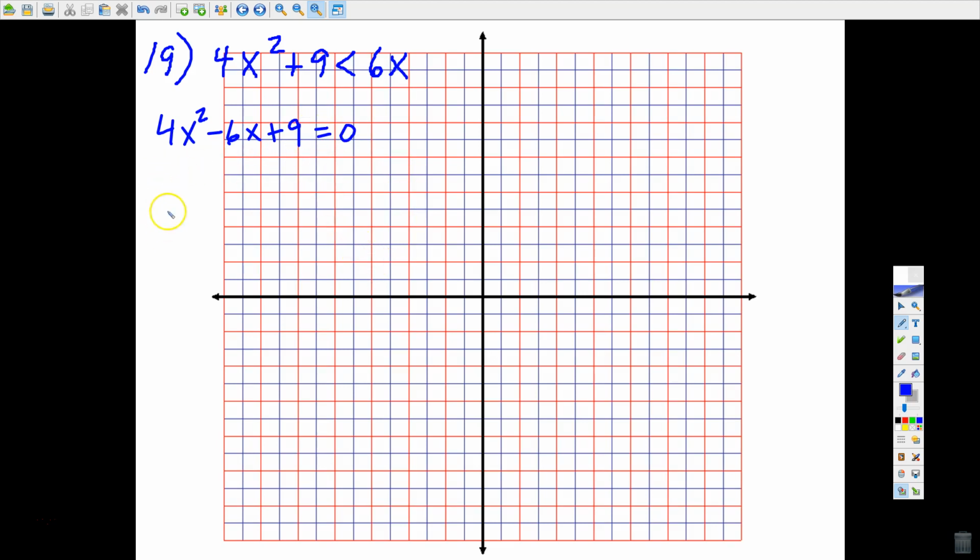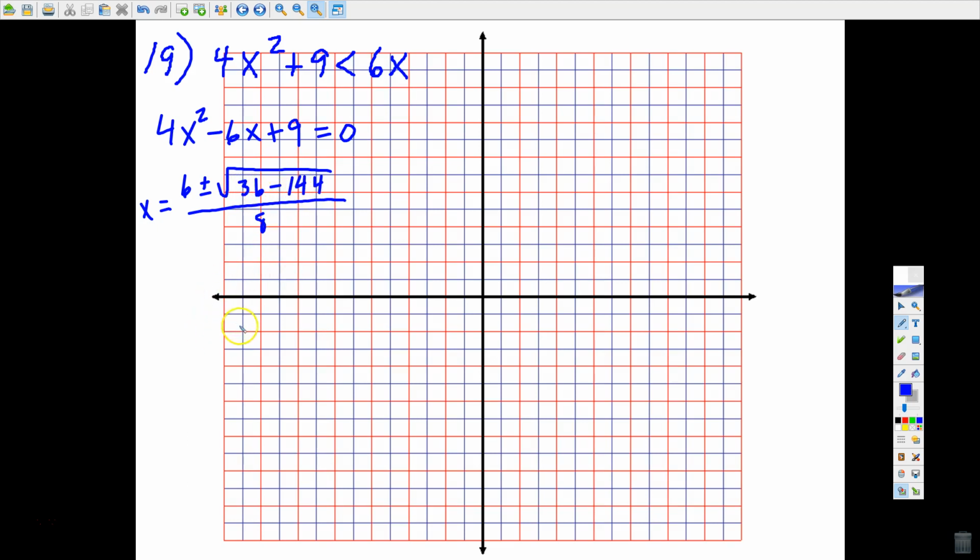It doesn't factor, so we use the quadratic formula. 4 times 4 is 16, times 9 is... let me get my calculator. 16 times 9, that's 144, all over 2 times 4, which is 8. Well, before we go any further, we see the discriminant. That's this part underneath the radical, and it's a negative number.